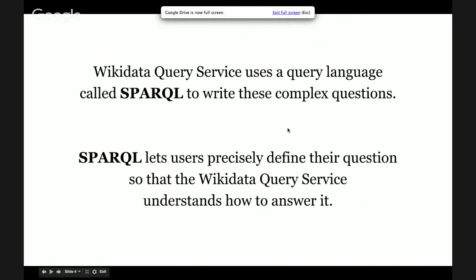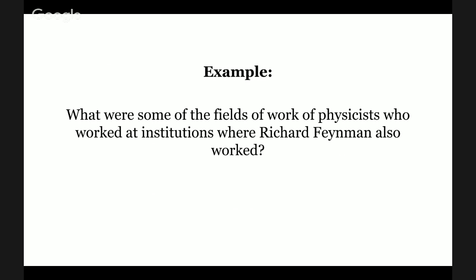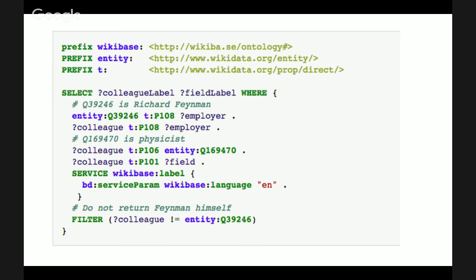Okay, so how does Wikidata Query Service do that? It uses the structured query language called SPARQL to formulate the questions, and it has a SPARQL database behind it to answer those questions. So, for example, if we have a question about Richard Feynman, we basically want to find out what people that worked with Richard Feynman did, and specifically what physicists who worked with Richard Feynman did. So we would have a query like this.